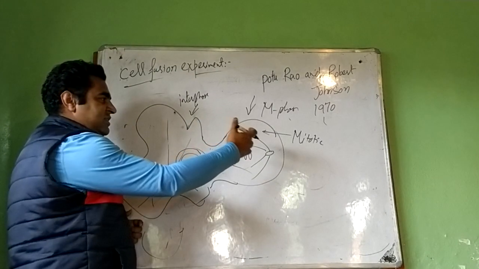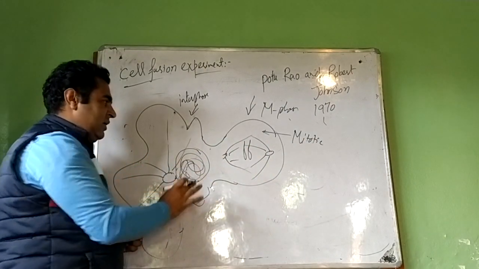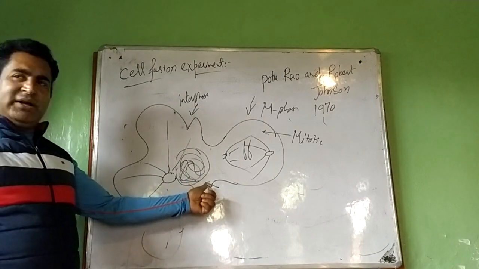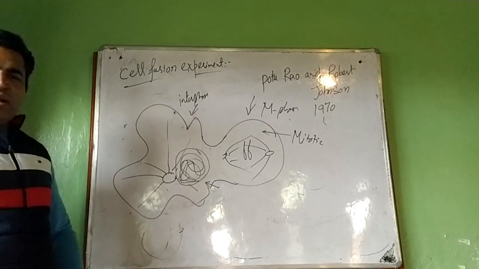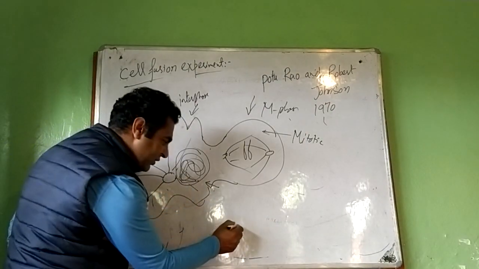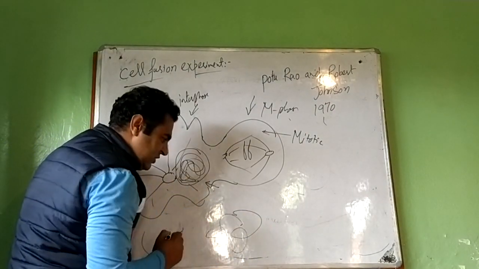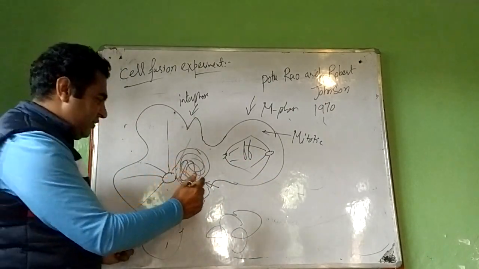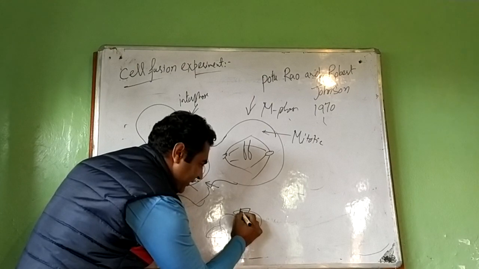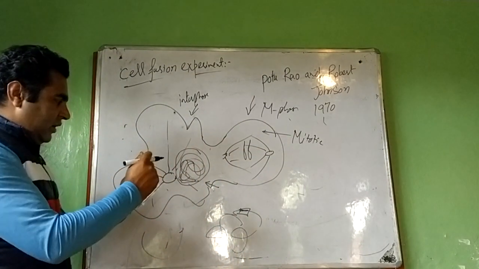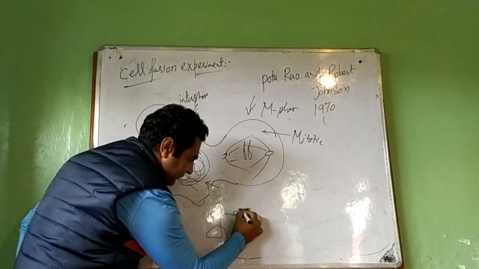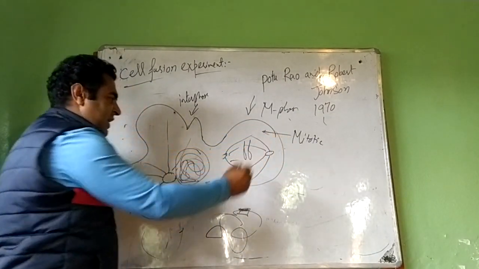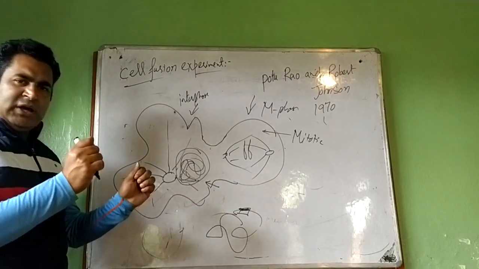If they mix the mitotic cell with the interphasic cell, it will compact the DNA of the interphasic cell. So what we can infer from this experiment: interphasic DNA was loosely packed, but once we fuse it with the mitotic cell, there is compaction of DNA. DNA will start compacting. So it indicates that some factor from the mitotic cell is promoting the compaction of the DNA in the interphasic cell.